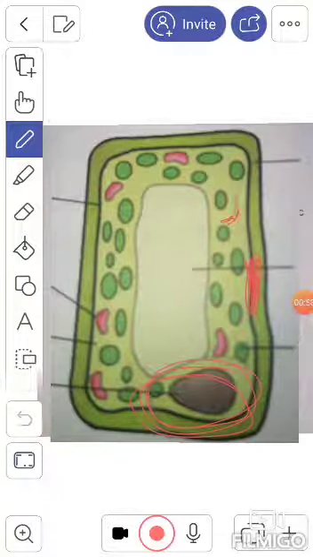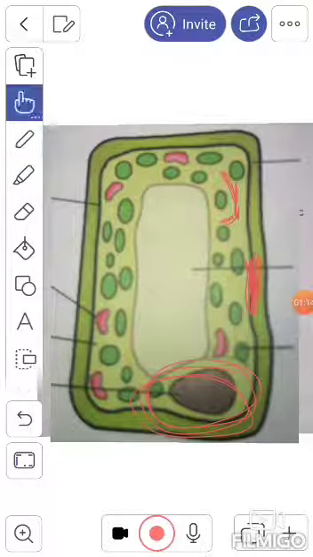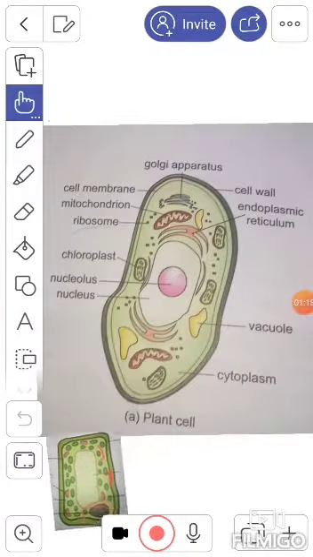This green fluid is called cytoplasm. It contains organelles where chemical reactions take place to keep the cell alive. Means it helps the cell to remain alive. Okay, now I will tell you in detail about all the parts.